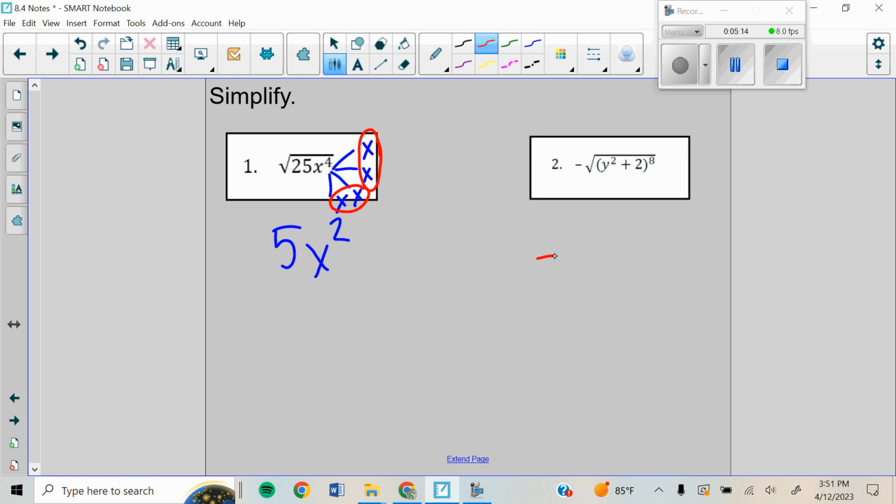That just means the negative will be in our solution. We're going to take the square root of something to the 8th power, so we're just going to divide that 8 by 2 because it's a square root. And we're going to leave our solution like this. We don't have to go ahead and FOIL that all out.